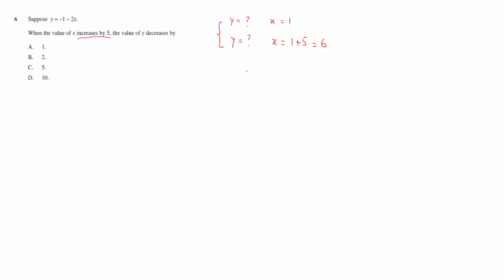So plugging in, we've got this equation, y is equal to minus 1 minus 2x. So minus 1 minus 2 times 1 would give you minus 3. So when x is equal to 1, y is equal to minus 3. Now using 6, minus 1 minus 2 times 6 would give you minus 13.